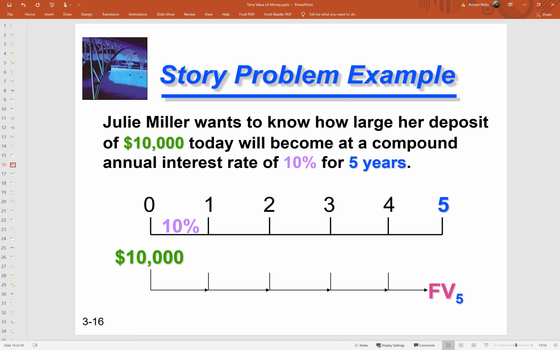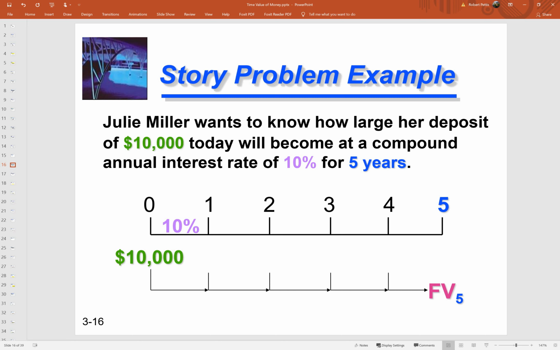Okay, so let's do another example, this time with a story. We've got Julie Miller. She wants to know how large her deposit of $10,000 is going to be. She's going to deposit $10,000 in the bank today, and she wants to know in 5 years, if she has an interest rate of 10% compounded annually, not continuously but compounded each year, how much is that investment going to be worth?